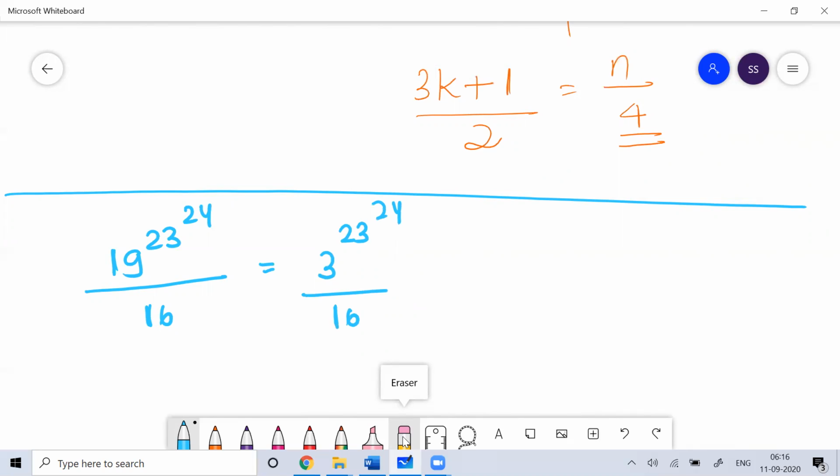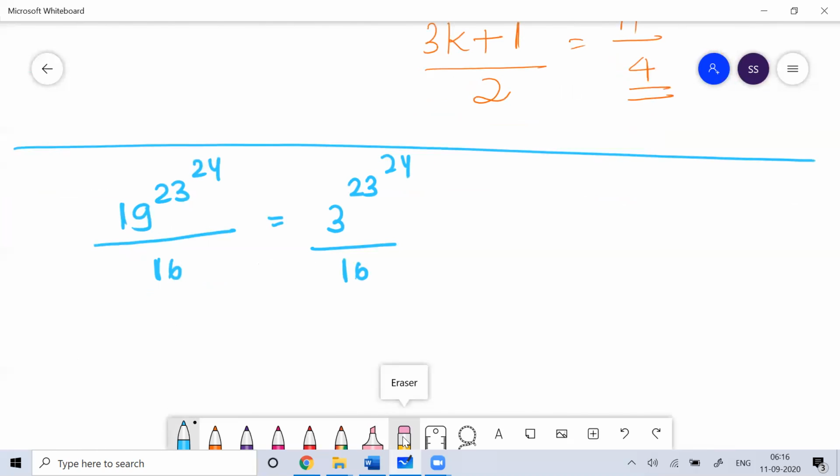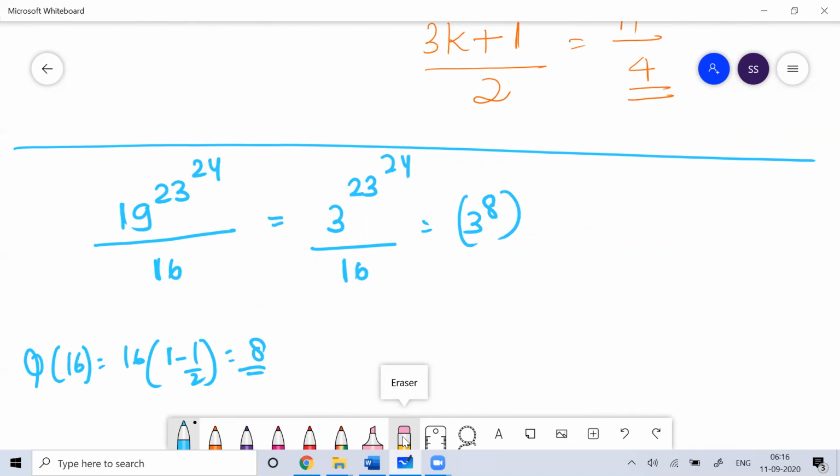Okay, so what is the Gaussian number of 16? 3 and 16 are co-prime to each other. So the Gaussian number of 16 is 16 into 1 minus 1 by 2, which gives 8. So I can write this as 3 to the power 8 into 3, divided by 16. So what matters to me now is that the Gaussian number here is 8.